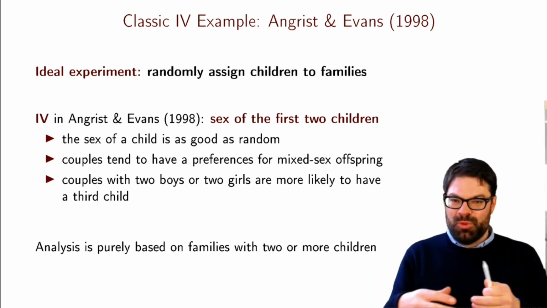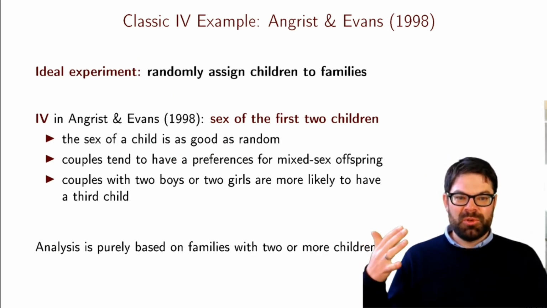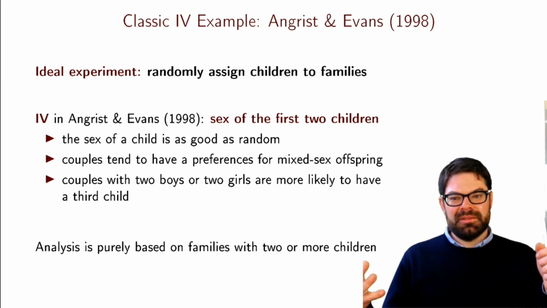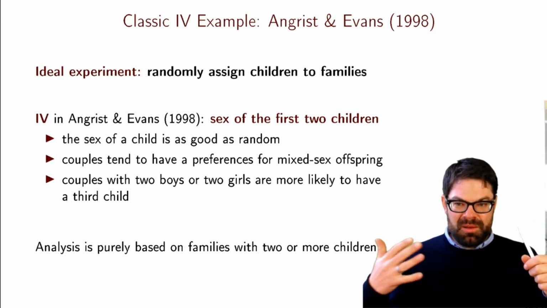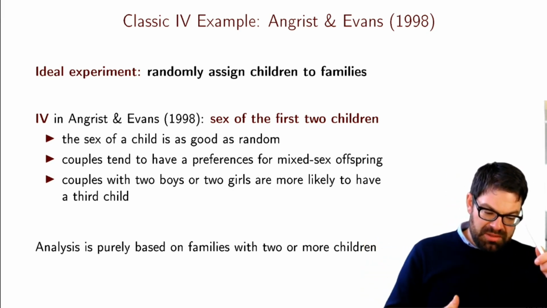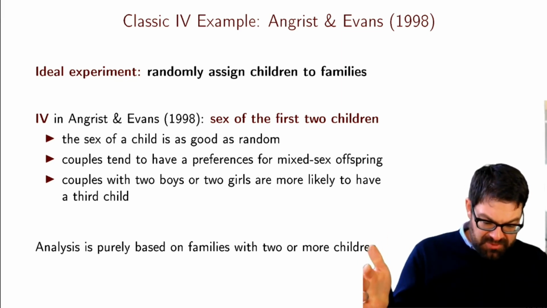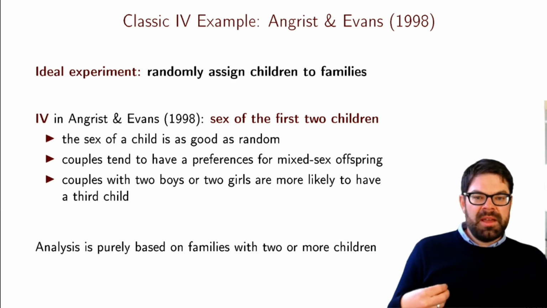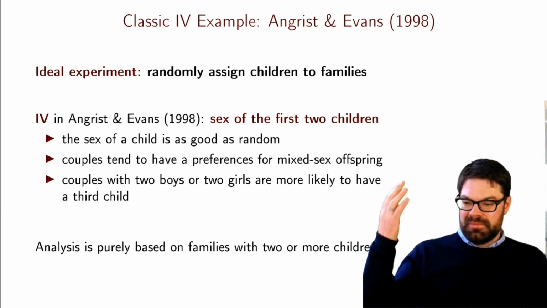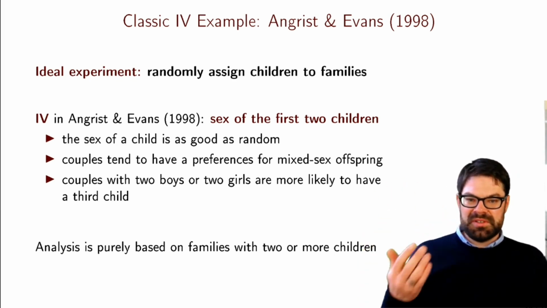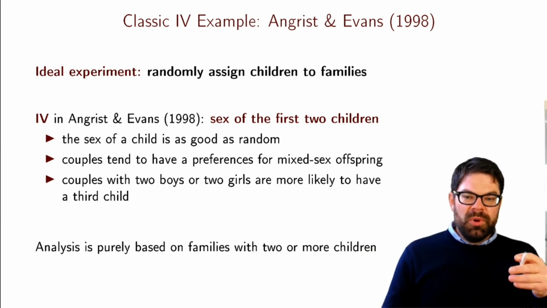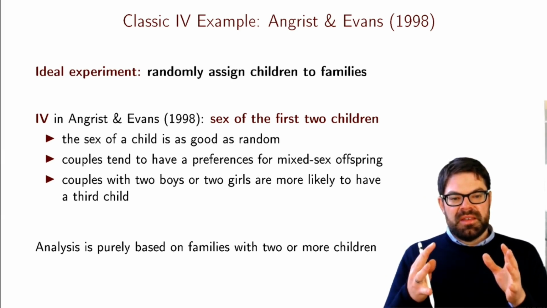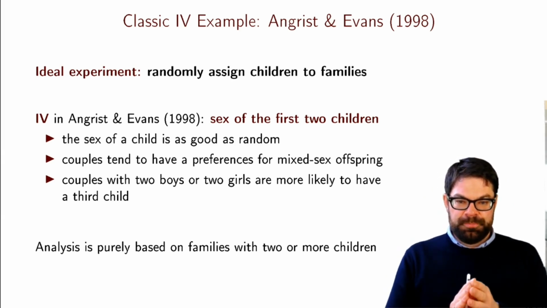One way to break this would be if I could randomly assign the number of children to families, right? And so then I could see how I could attribute the differences in labor supply across women to the number of children. Otherwise, it could be anything, family backgrounds and so on. So what Angrist and Evans do here is they use as an instrument the sex of the first two children.